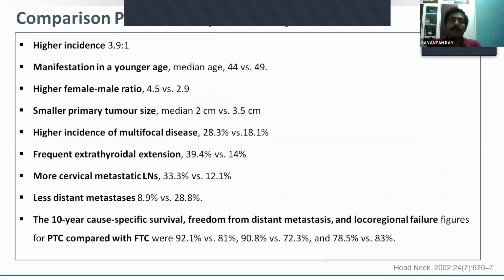So to summarize, if we compare PTC and FTC, both are differentiated thyroid cancers. Higher incidence for PTC, manifestations at a younger age, median age is shown here. Higher female to male ratio for PTC, usually smaller primary tumor size. Higher incidence of multifocality is seen with PTC. Frequent extrathyroidal extension with PTC. More cervical metastatic lymph nodes are present with PTC. However, fewer distant metastases are found in PTC.